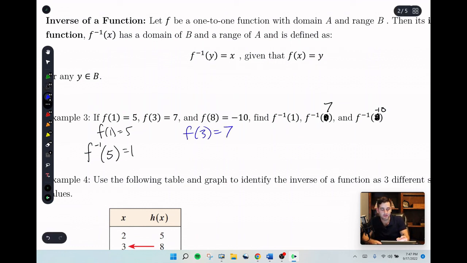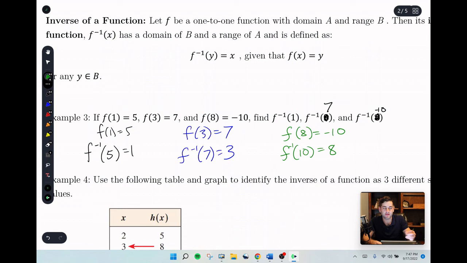Same thing with this. If f of 3 equals 7, then the inverse is going to take that 7 and turn it back into 3. One more thing. If f of 8 turns 8 into negative 10 through some system of equation, then the inverse of that is going to take that negative 10 and turn it back into an 8. That's the easiest way to look at it.